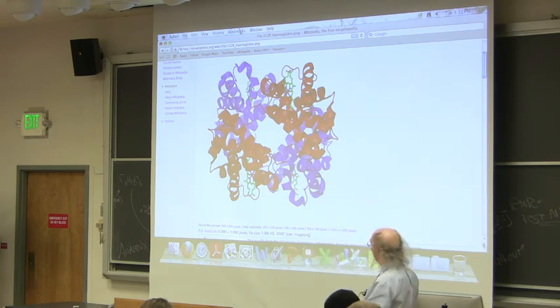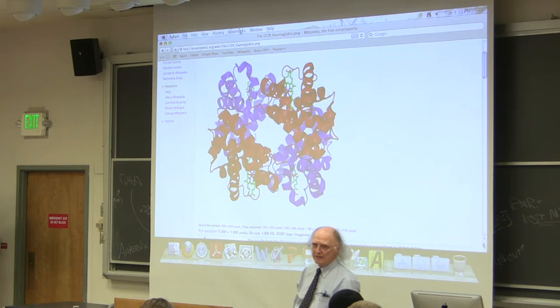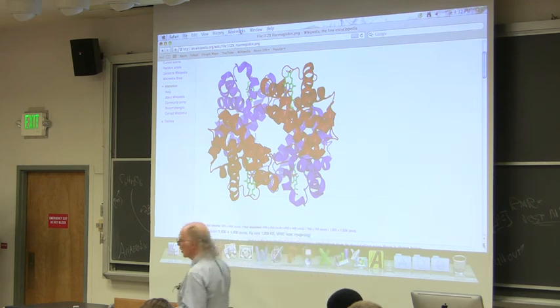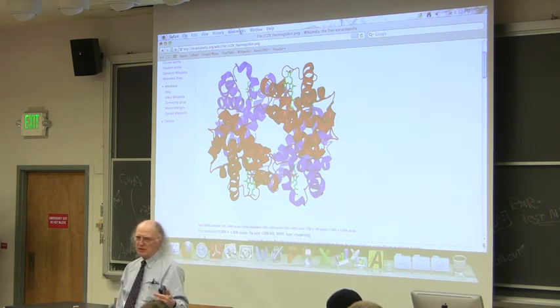Another molecule can bind right in the hole of the donut. The molecule that can bind there is called 2,3-BPG.